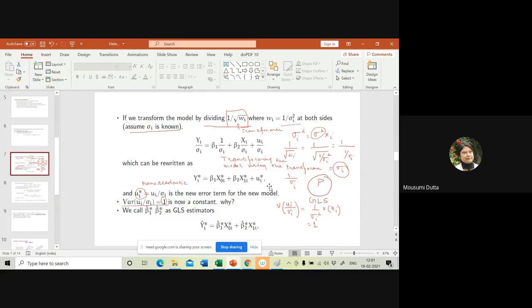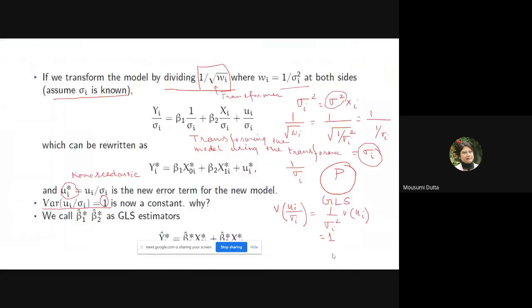And to find out basically this beta 1 hat star, beta 2 hat star, you need to minimize residual sum of squares, RSS. Now, residual in a standard model, what we do? We consider summation EI square. Now, what is EI? You know, EI is some sort of estimator of UI. So, in a standard model, what is EI? EI is equivalent to UI hat.